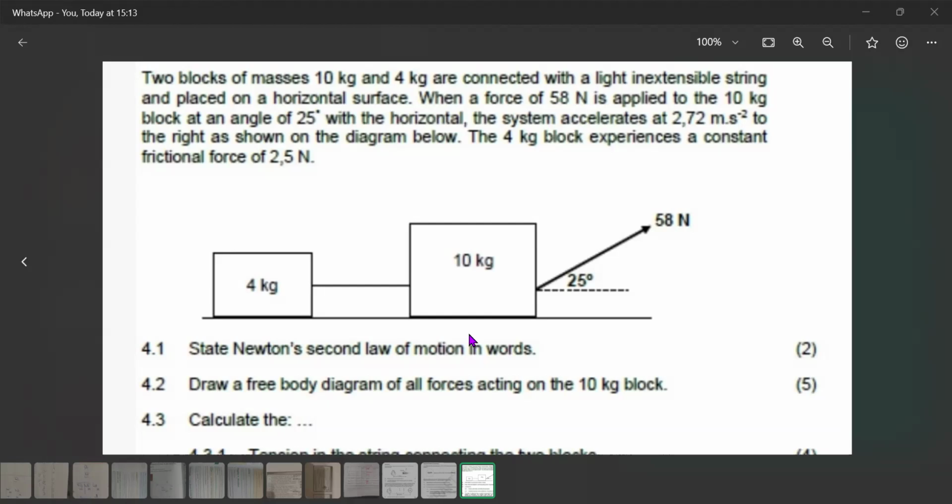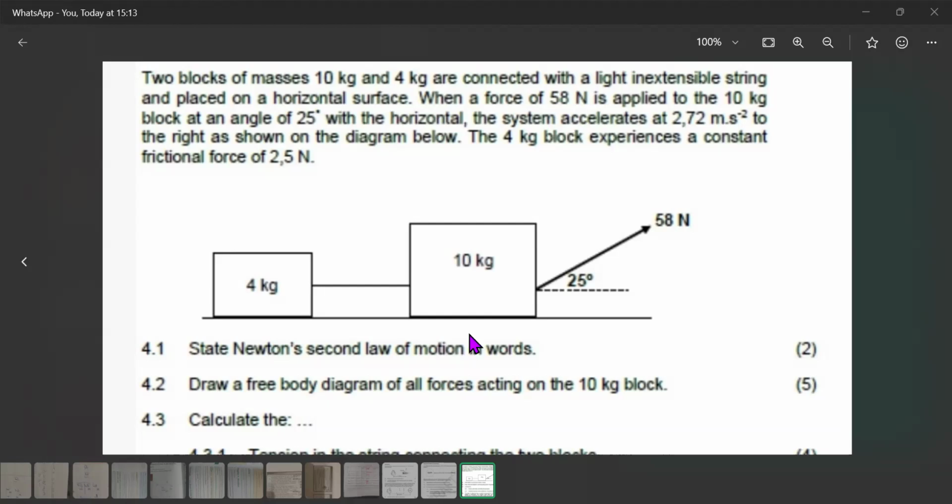with a tension force. And according to Newton's third law, the 10 kg block is going to pull the 4 kg block to the right. In other words, it exerts a tension force of a certain magnitude on the 4 kg block to the right, okay? The 4 kg block is going to retaliate by exerting an equal tension force, but it has to go in the opposite direction, which is to the left.